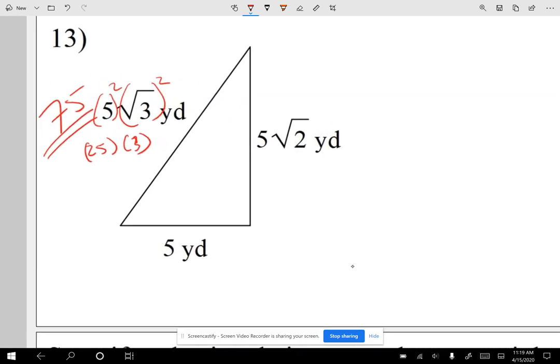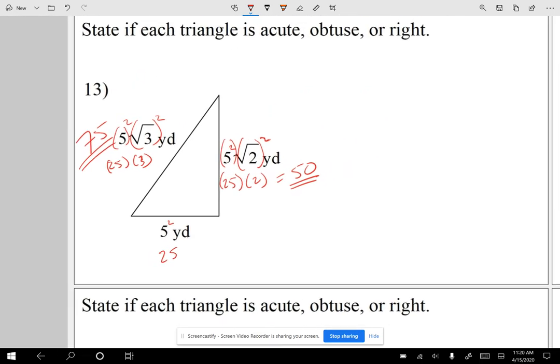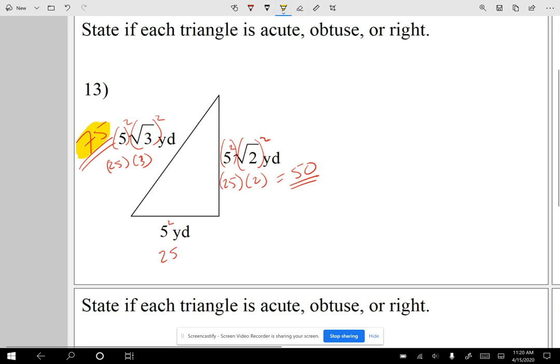Looking at this other side, if I was to square the 5 by itself, that gives me 25. If I was to square radical 2, that gives me 2. Now 25 times 2, that means this side is 50. The bottom side, 5 squared, that's 25. Now, I squared each of my sides. Remember I said a squared plus b squared and c squared. From those three sides, the one that is biggest, that is my c squared.